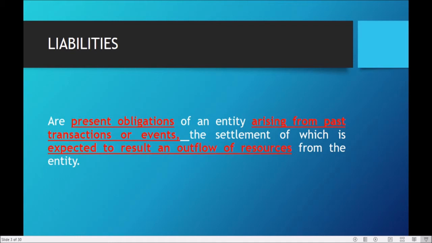And then hindi lang dapat ganon, no? There must be an outflow of resources, whether in kind or in a form of cash. So, once you are going to settle that obligation that came from a past transaction, you are expected to disburse a particular resource coming from your pocket, from the entity, whether in a form of cash or in a form of other assets. Okay? That is liability.